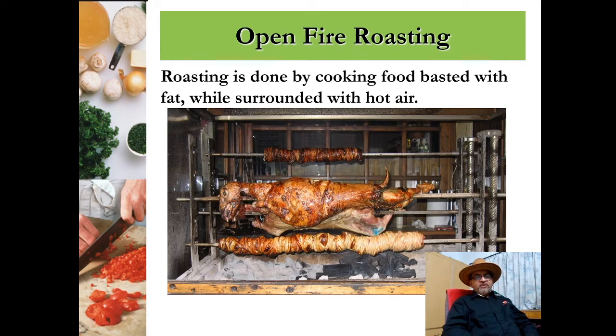Now, roasting is of four types: spit, pot, oven, and tandoor. Here they are showing open fire roasting, which is spit roasting. So what happens is that a spit is created. In the mud, we put some live embers or we burn wood, and then we hang the meat on top as shown in the picture, and we turn the meat round and round.